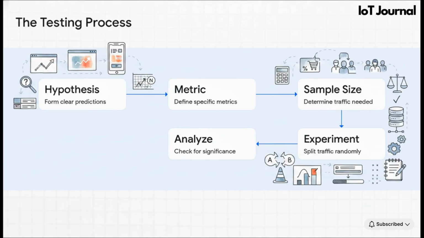Step 3, determine your sample size. You got to make sure you have enough traffic for the test to actually matter. Step 4, run the experiment. Split that traffic randomly and keep an eye out for any weird glitches. And finally, step 5, analyze those results. Check the statistics and declare your winner.